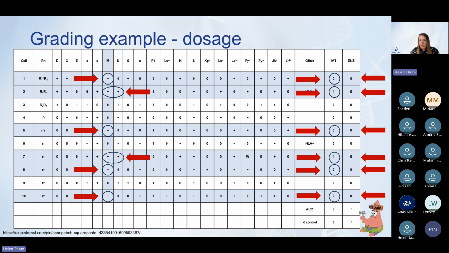So these are ones I've already done earlier. This is an anti-M, and I've got some arrows on. Hopefully you can see, if you're looking at your results on your IAT column, you have stronger reactions where it's the double dose expression, that homozygous expression, whereas you get a weaker reaction when it's paired up with its partner, your antithetical antigen. So M and N, you can get those together. And sometimes it can even miss those heterozygous lines, like I showed you before.